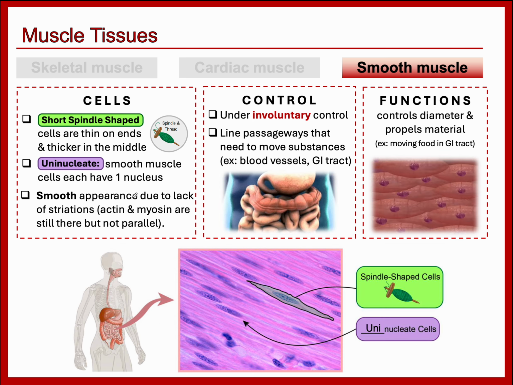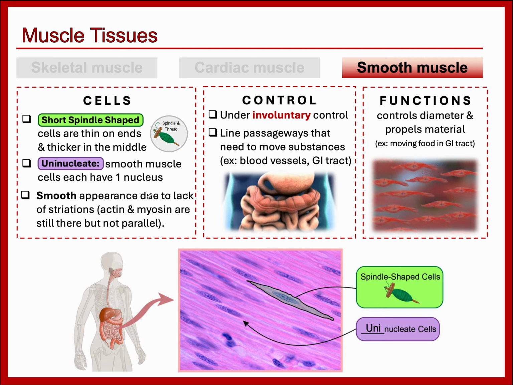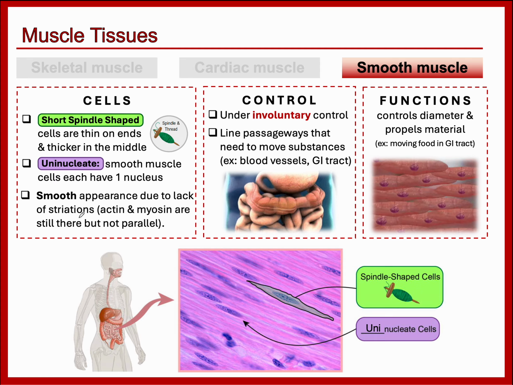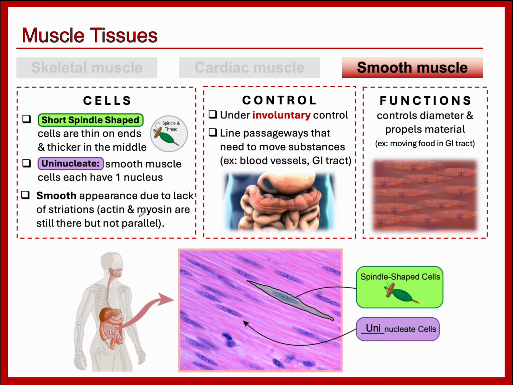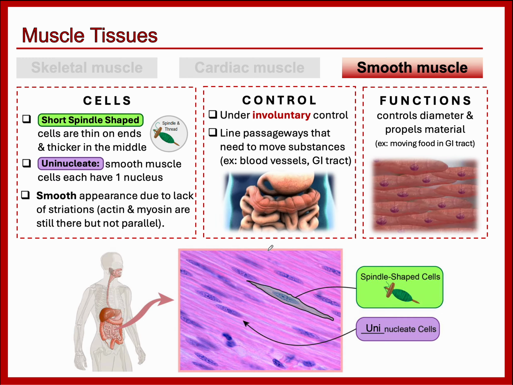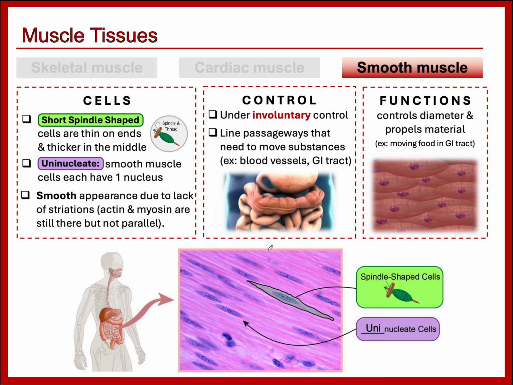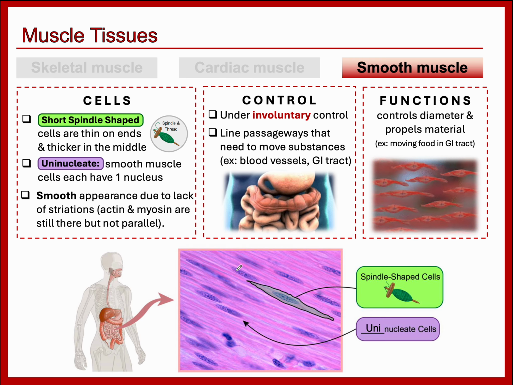And smooth muscle, they're called smooth because they appear to be smooth due to the lack of striations. They have no striations. Why? It's not that they don't have actin and myosin. They do have actin and myosin, but it's not parallel to each other. So you don't see the very nice striated lines because they're not parallel.